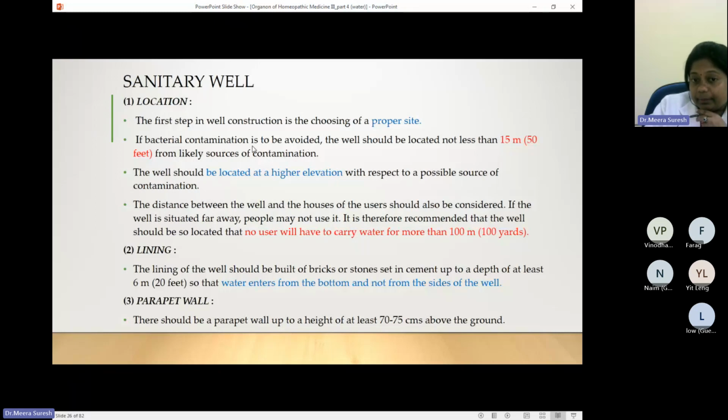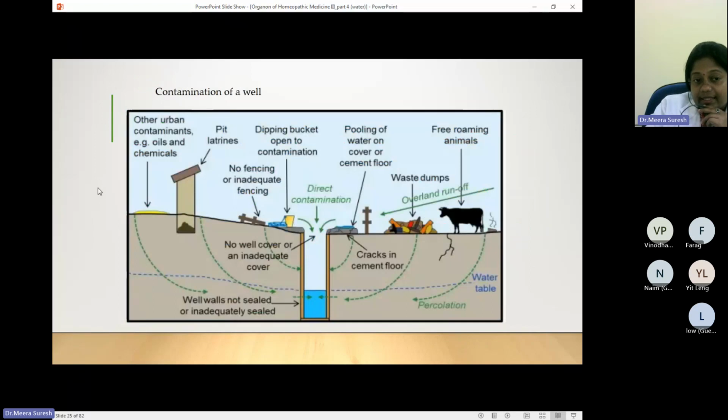To avoid bacterial contamination, the well should be located not less than 15 meters or 50 feet from any likely source of contamination. For example, in this picture, there is a pit latrine near the well. We are talking about a public water supply, especially in some rural villages, not a city with apartments. In rural areas, not everyone has a septic tank. They will have just pit latrines, so that is a source of bacterial contamination.